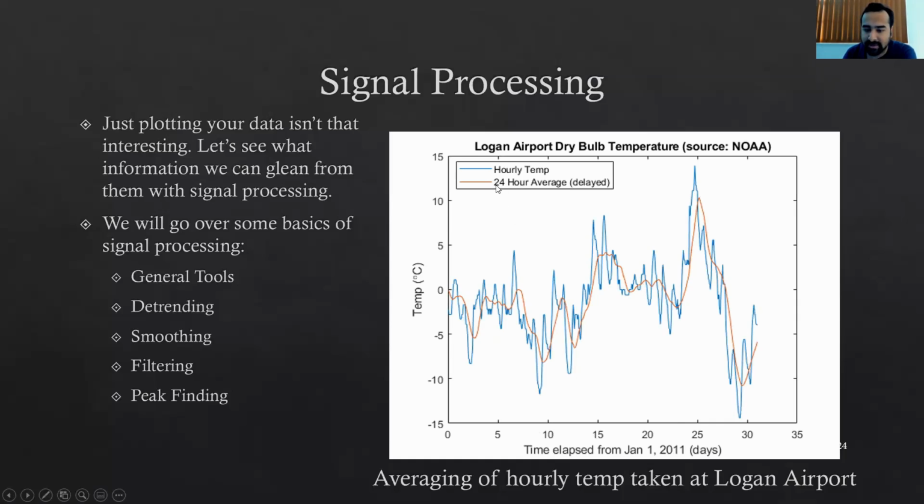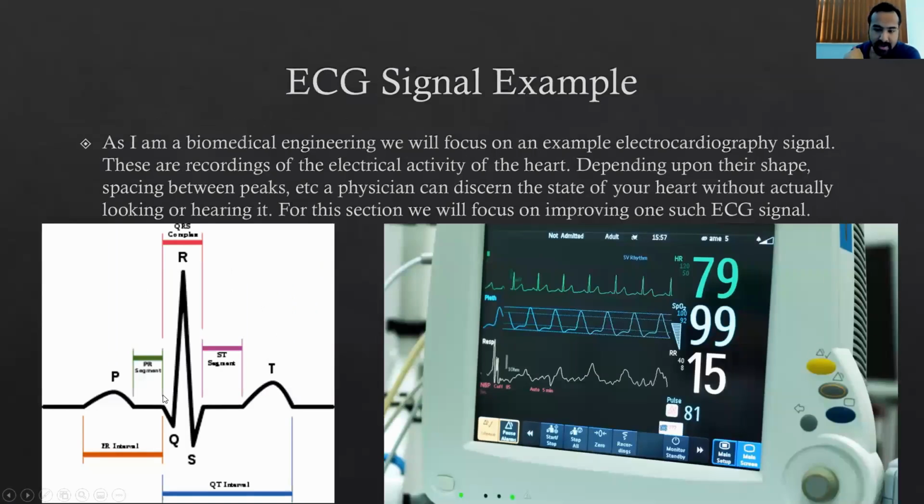And if you average it over 24 hours, you can better make out the behavior of the signal over time. So what we'll be going over in signal processing is some general tools, just like we did for image processing: how you can detrend, how you can smooth out your signal, how to filter part of your signal, and then how to do peak finding. And the example we're going to do is an ECG signal.